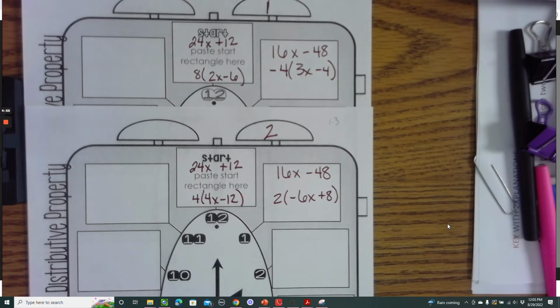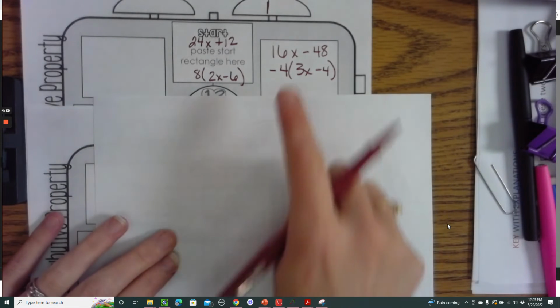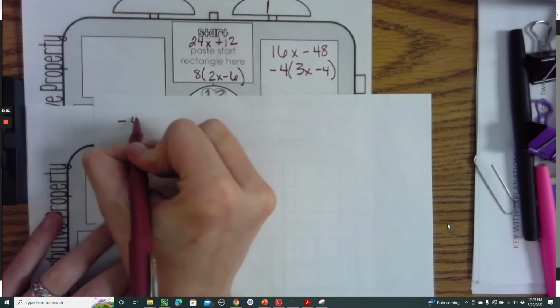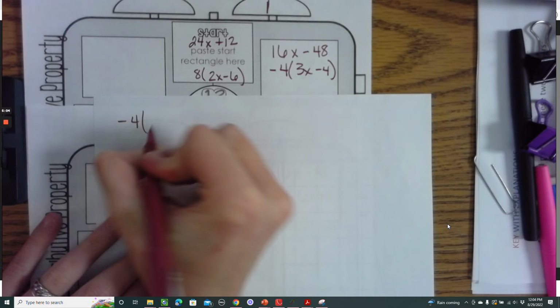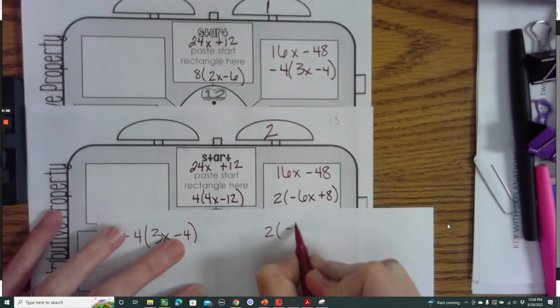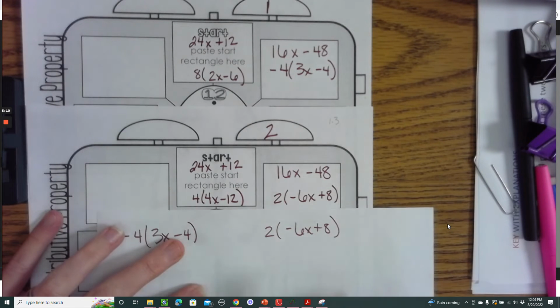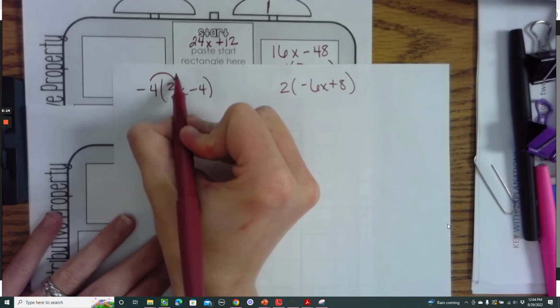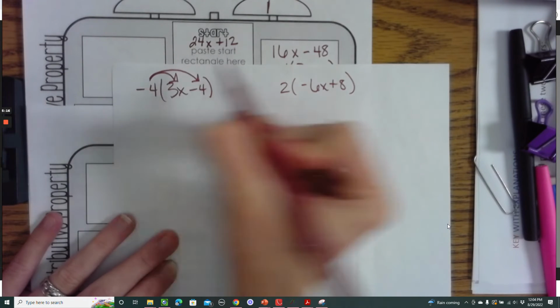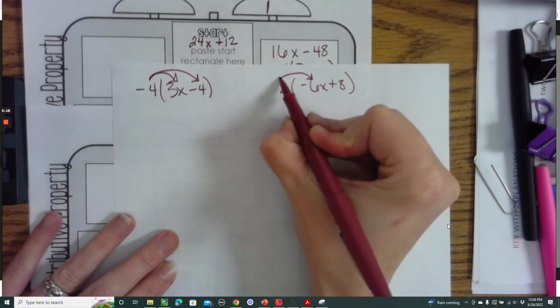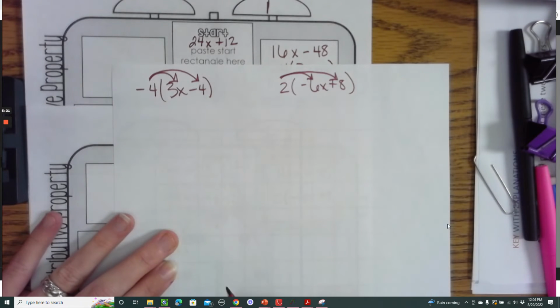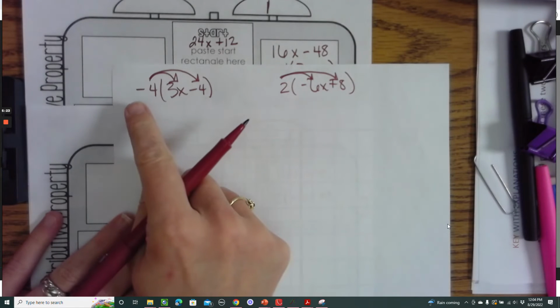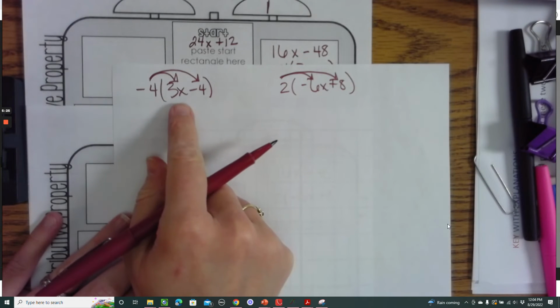Okay, so let's solve this next one. That way you got a couple done for you. So clock 1, negative 4 times 3x minus 4, and then clock 2 is 2 times negative 6x plus 8. So there's our two problems. So clock 1, multiply what's outside the parentheses by everything inside. All right, negative 4 times 3x.